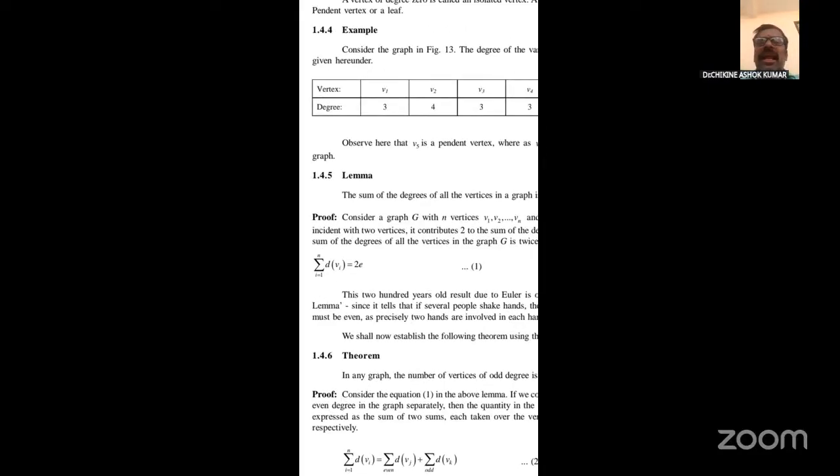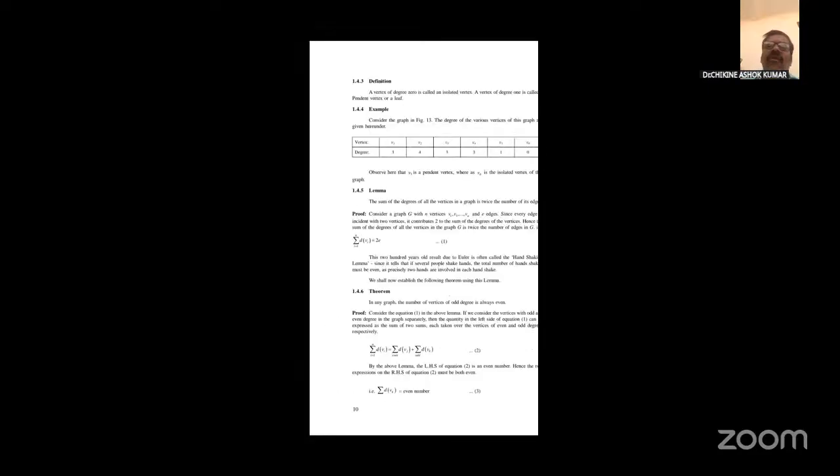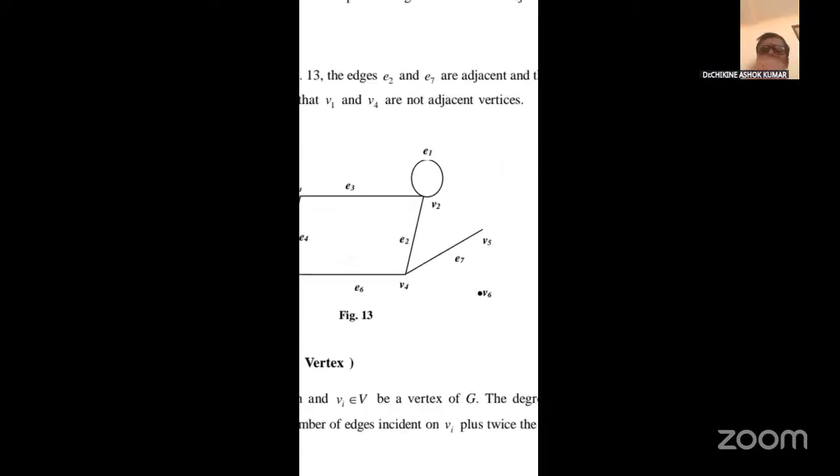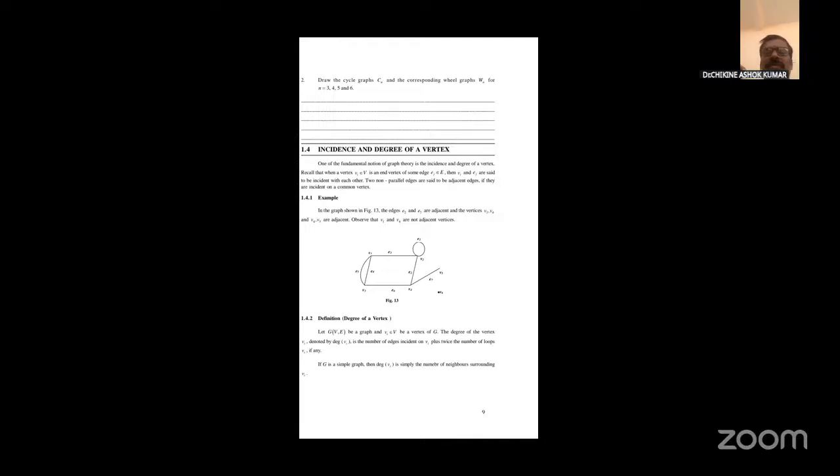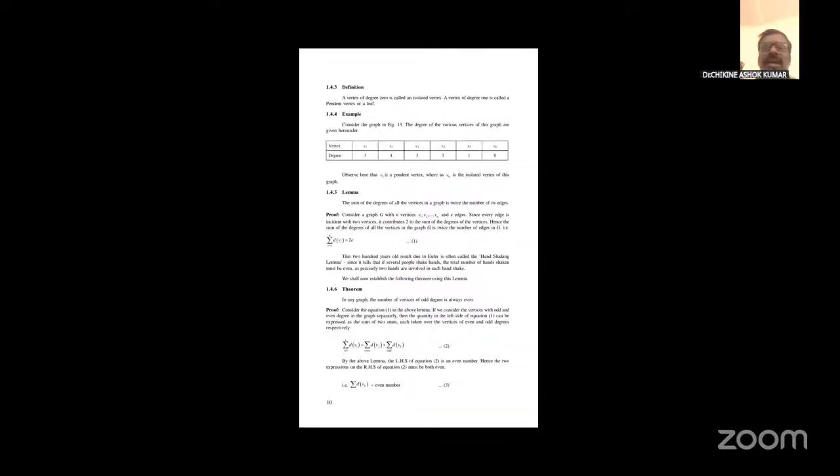Similarly, the degree of V2 equals 4. Let me check. V2, how many edges do we have? E3, E2, but it has one loop. Whenever a loop is given, I already told, just count twice. So 2 plus E3 plus E2, totally 2 plus 2, 4 edges. So the degree of V2 is 4. Is it clear?